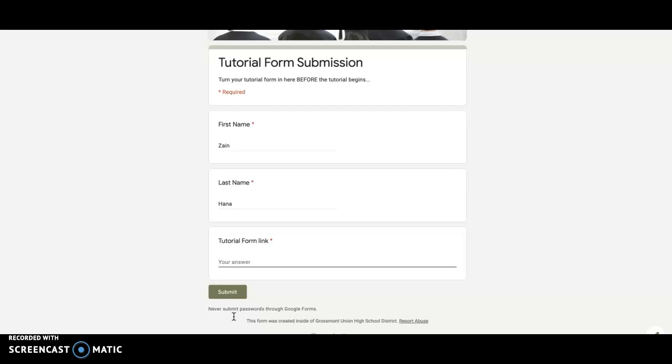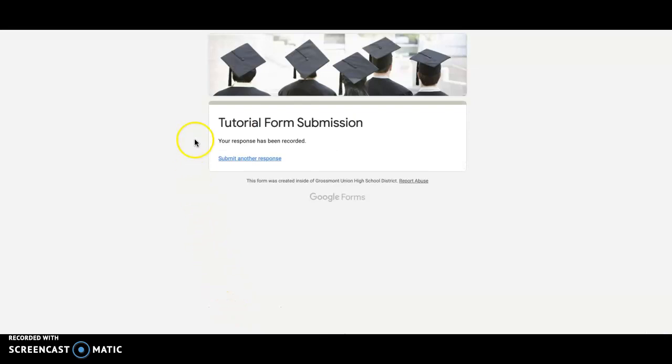Now there are several ways to paste. If you're on a regular computer with a mouse, you're going to right click and then paste it. If you're on your Chromebook, you're going to hit Control and then V, and that will paste it there. If you're on a Mac, you're going to hit Command and then V, and then that link will show up. Then you will click Submit. It will look like this. It will say your response has been recorded, and you are good to go. You are ready for your tutorial the next day, whether it's Tuesday or Thursday, okay?